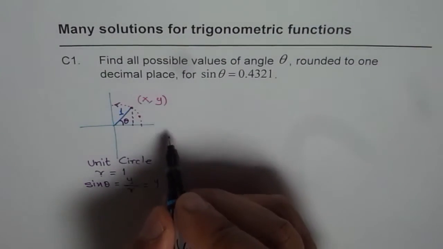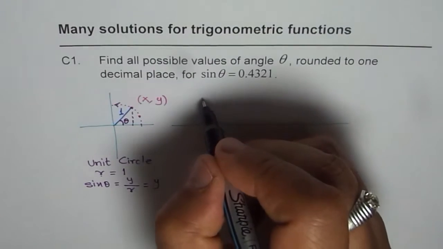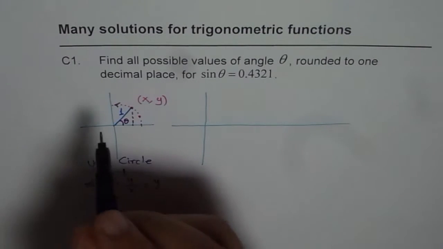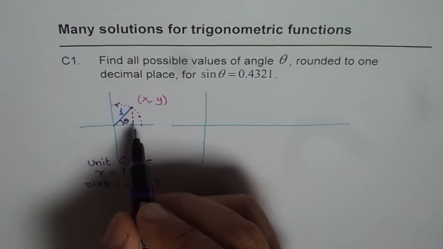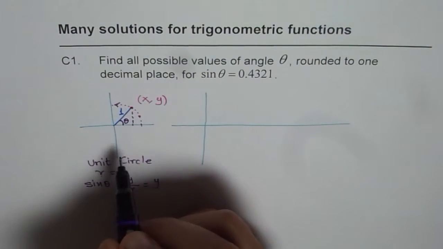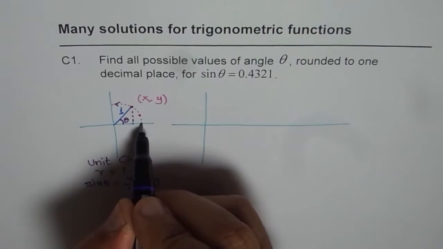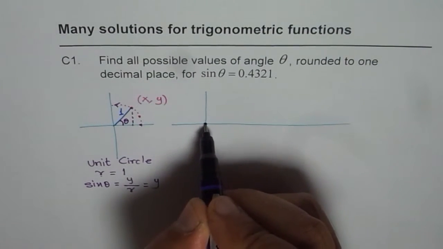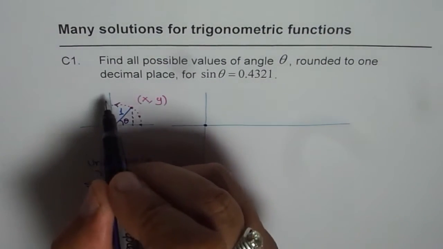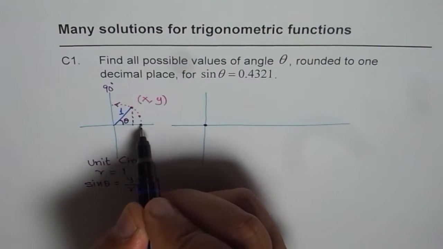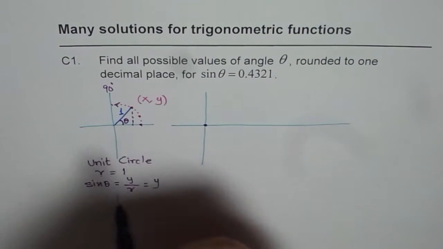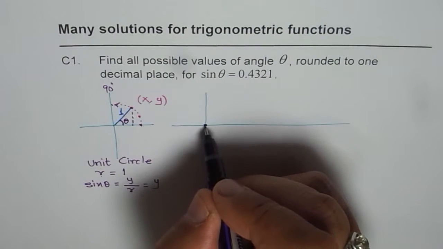Now let me extend this to a time axis. Let us say we are moving about the point O on a unit circle. Then we understand the y value represents sine theta. So if we start at the position on the x-axis, at that time the value of sine theta is 0. As we move towards 90 degrees, the value of y changes from 0 to 1, since my radius is 1. So sine theta changes from 0 to 1.